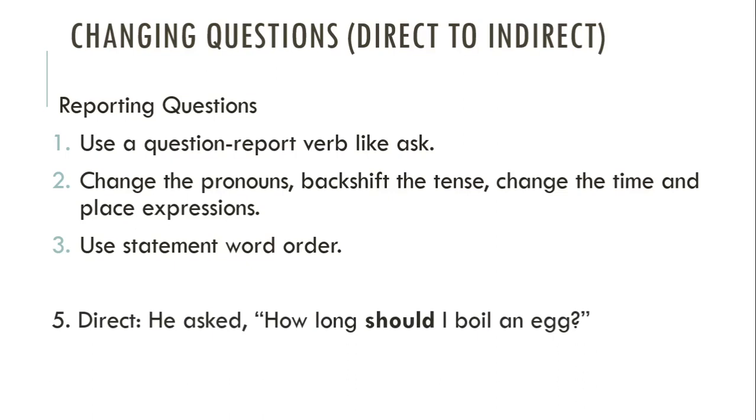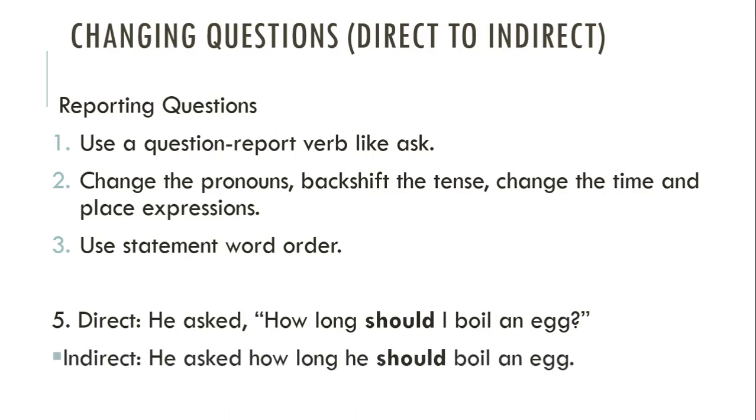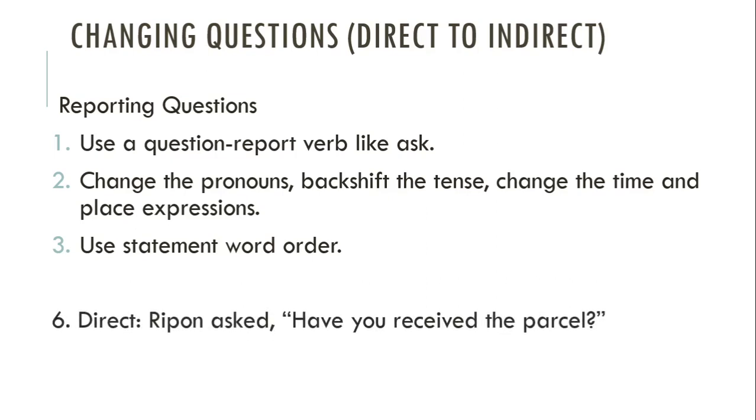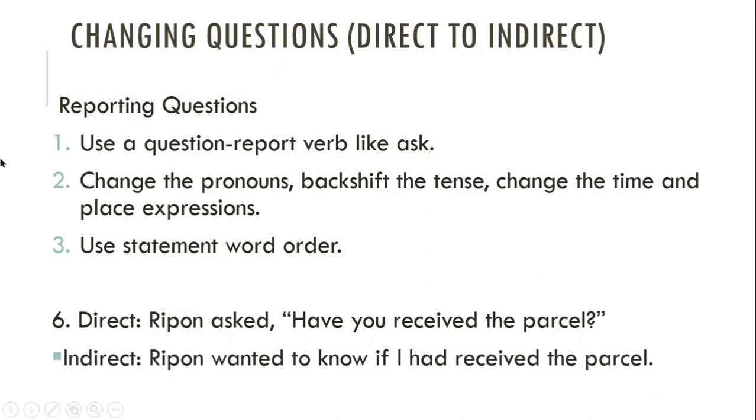He asked, how long should I boil an egg? So we say, he asked how long he should boil an egg. Very easy. Ripon asked, have you received the parcel? So we will say, Ripon wanted to know if I had received the parcel. Have you received the parcel? Yes. Have you received the parcel? No. So you see, we can use if or whether here. Ripon wanted to know if or whether I had received the parcel. And here we have changed the person also.